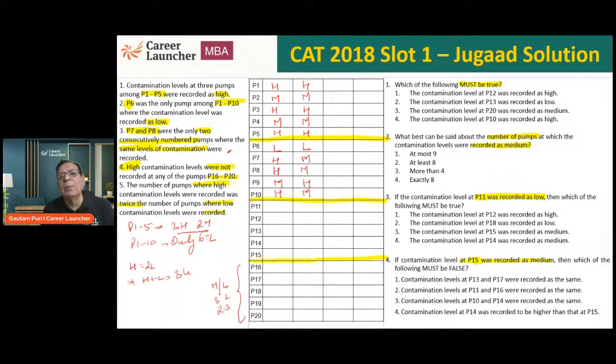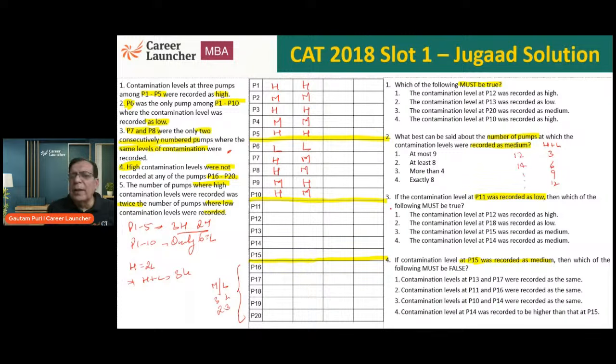Now you look at question number 2. Okay. Now let's go to question number 2, right? Because they asked the number of pumps which are recorded as medium. Out of the medium, and you have high plus low. Okay. Now, first thing, look at the choices. If high plus low is a multiple of 3, it can be 3, it can be 6, it can be 9, it can be 12, and so on and so forth. So medium can be 17, 14, and so on and so forth.